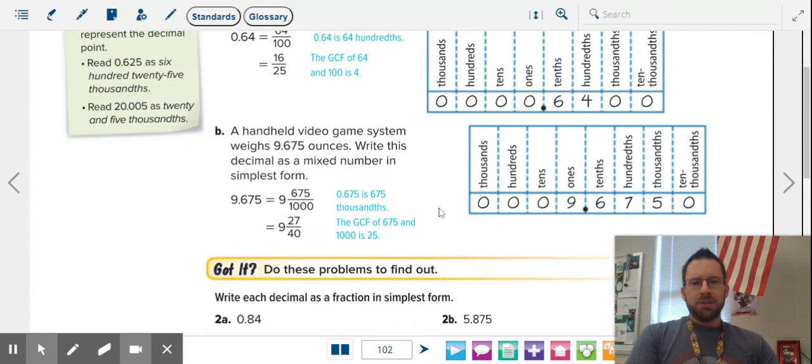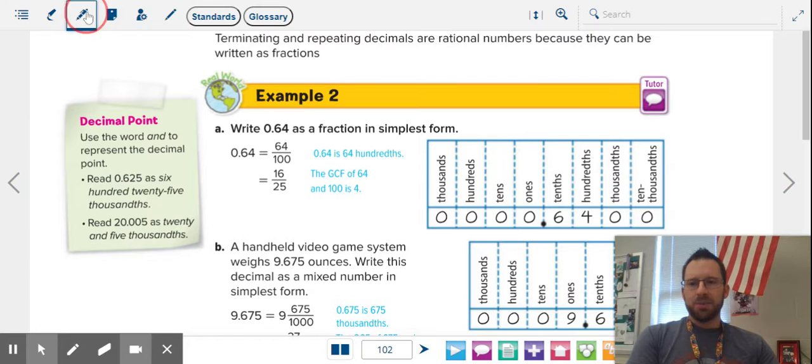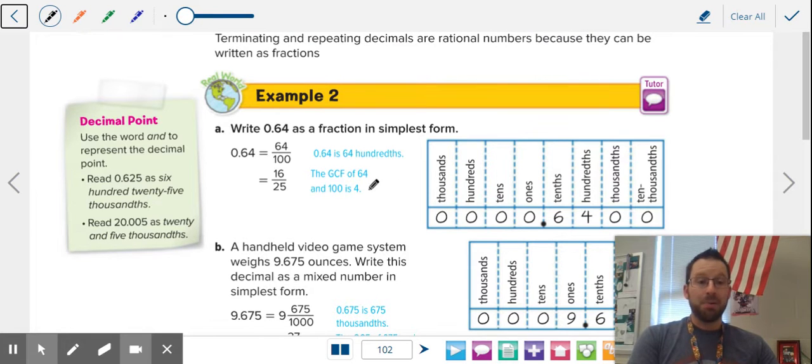Now, how do we turn a decimal to a fraction? The easiest way to do that is to say it properly. Everybody and their mother says 0.64. But the proper way to say this is 64. In what place does it end? The hundredths place, 64 hundredths. 64 hundredths means 64 over 100, and then simply reduce it, right? They're both divisible by 4.